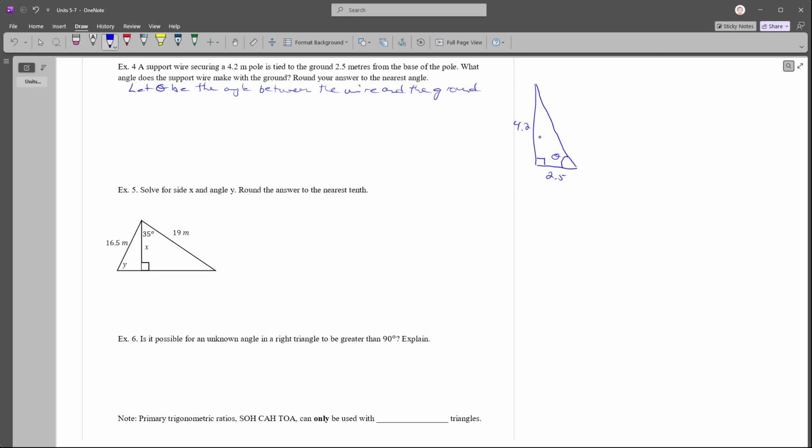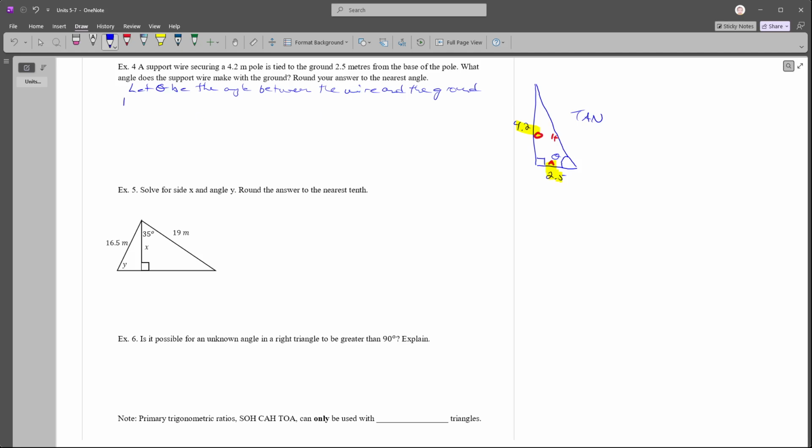So we have to label the triangle. I'll go to red here for a second. That means the side opposite is the opposite. The side touching it is the adjacent. And then, of course, we have the hypotenuse. So what do we got and what do we need? Well, we have the opposite. We have the adjacent. So we have OA, SOHCAHTOA. Oh, that's tangent. That is tangent.